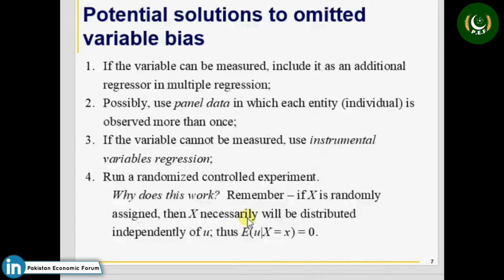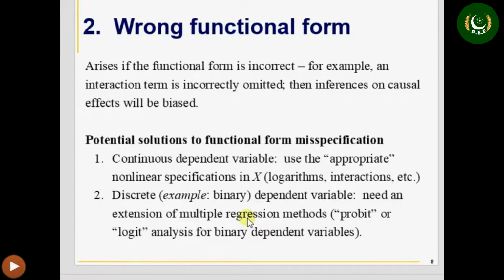So if you have data, it's okay, include it. If you don't have data, then the issue is whether to use panel data, or instrumental variables, or run randomized controlled trials. These will be our next topics. Why do we move from multiple linear regression or nonlinear regression functions to these topics? Because we suffer from these threats. Next, wrong functional form. If you have used a linear regression instead of a nonlinear regression function, you will have wrong results. So you have to use the correct functional form.